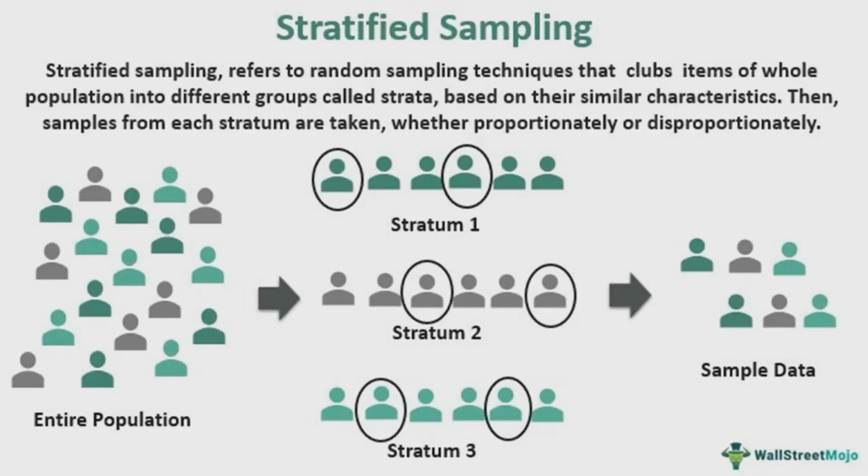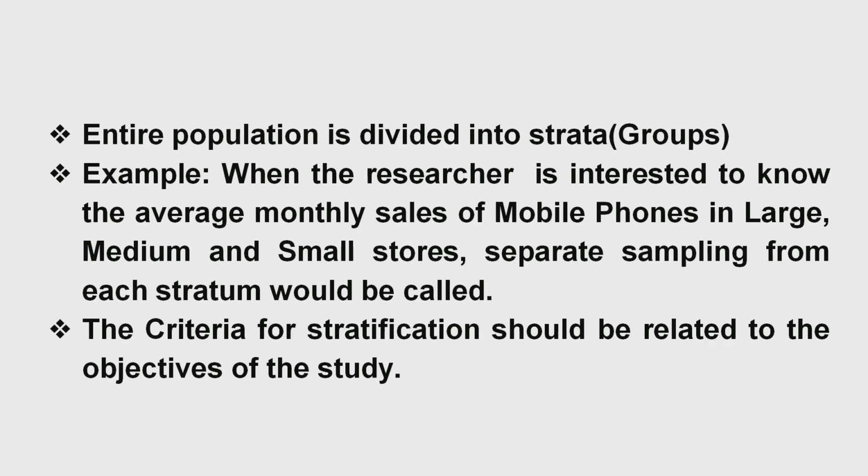The next method is called stratified sampling. Stratum means grouping. So you will be grouping the samples into some criteria. That is why it is called stratified sampling. Look at the picture. The picture denotes how the sampling is being done. Now let's see how it works. The entire population is divided into strata. Strata means groups. Example, when the researcher is interested to know the average monthly sales of mobile phones in large, medium and small stores, separate sampling from each stratum would be called for.